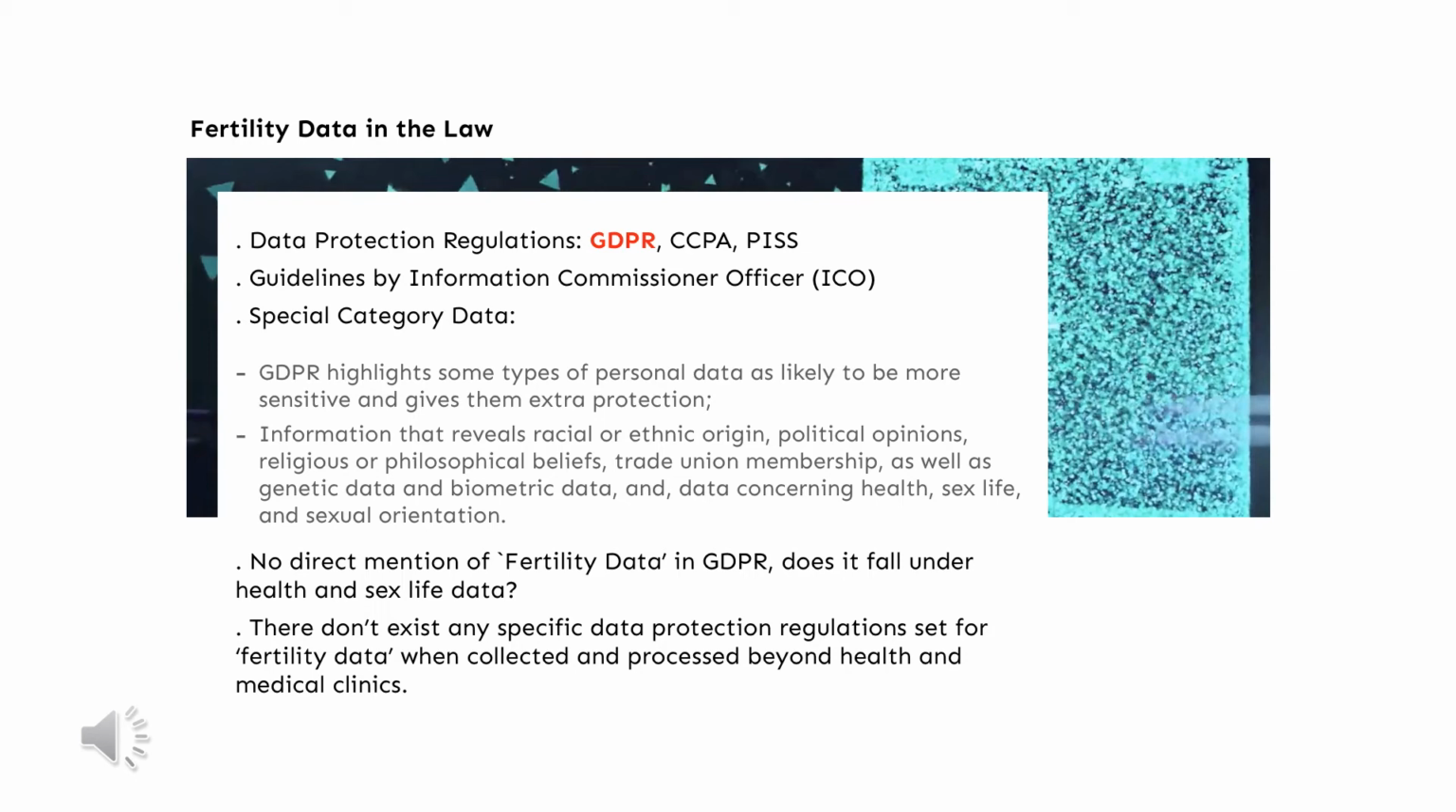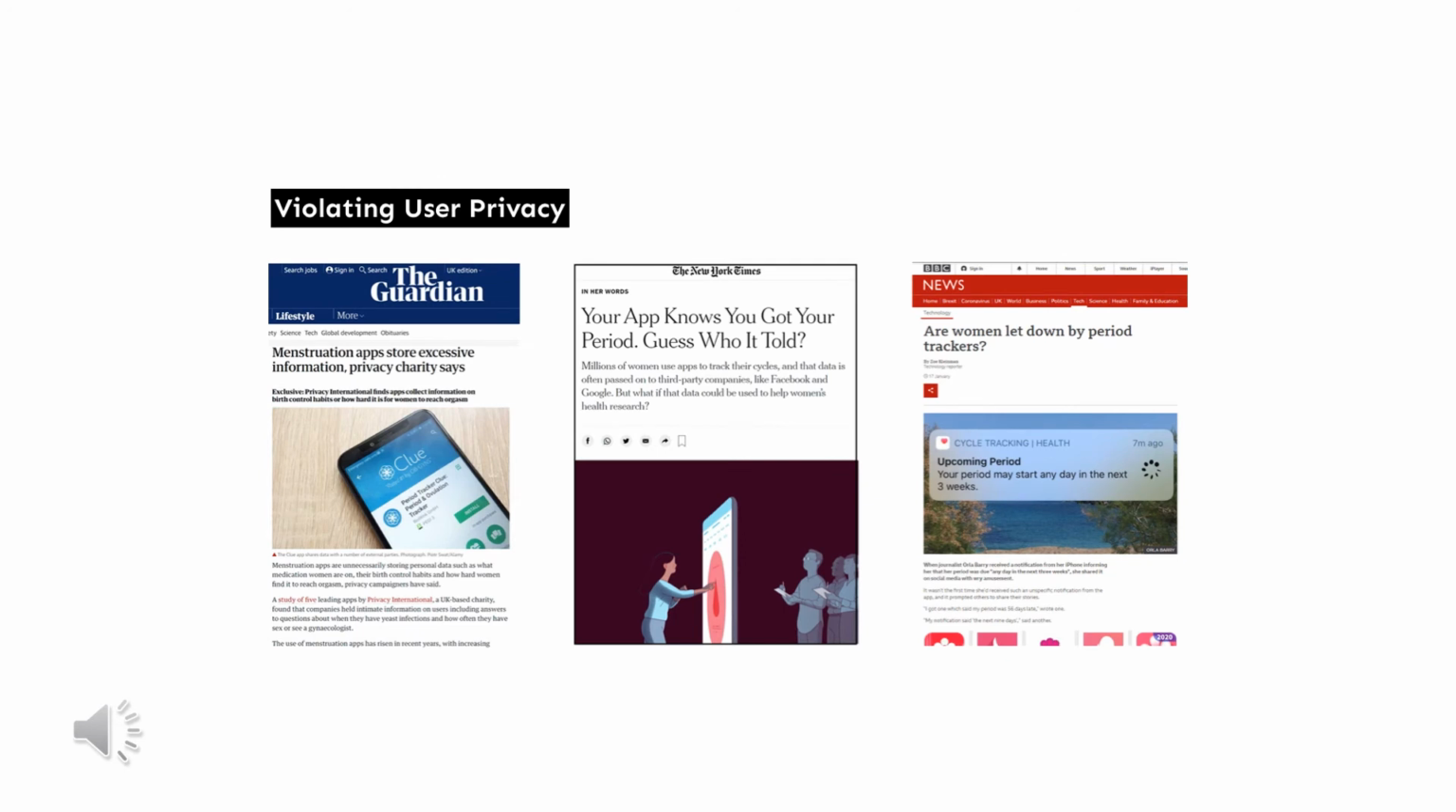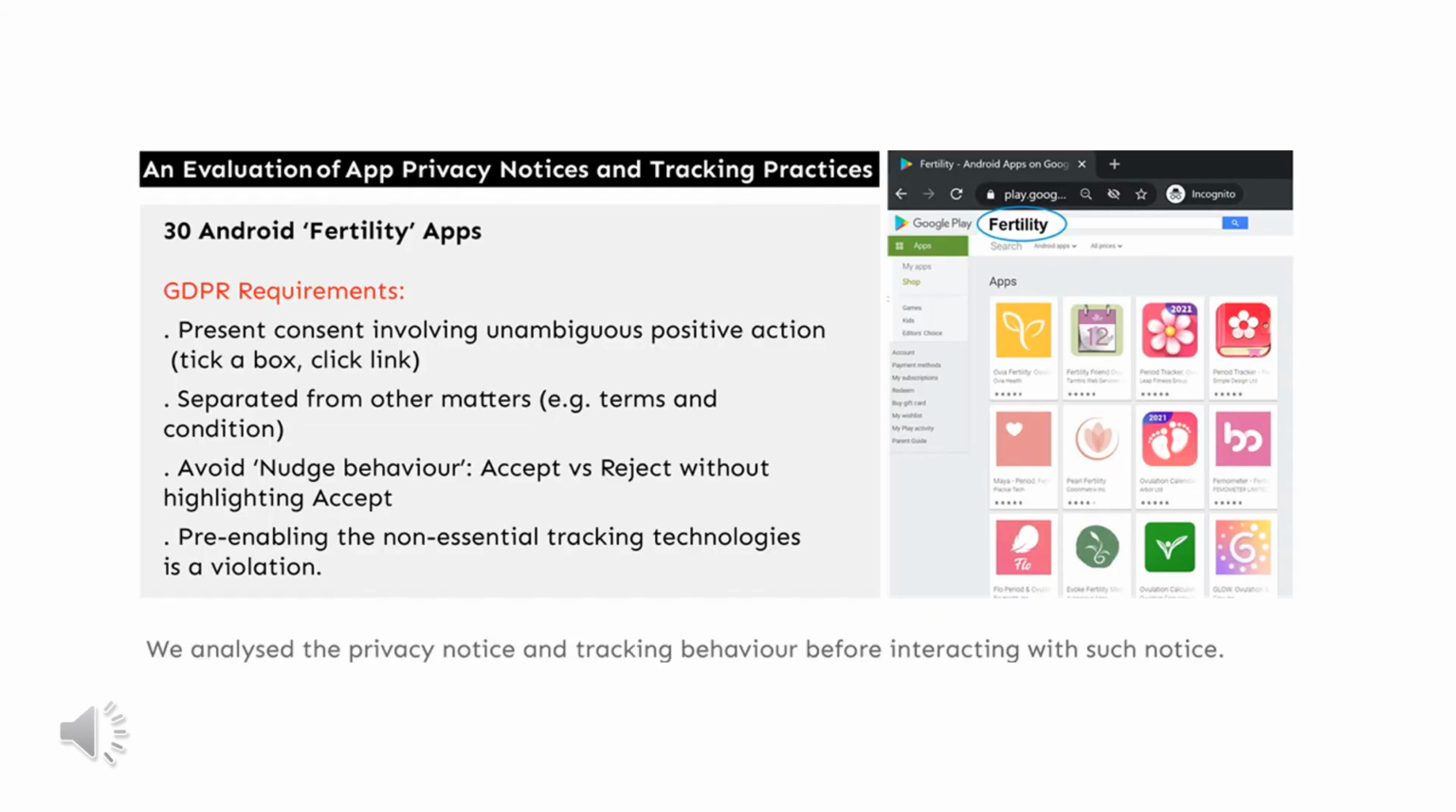User privacy can be violated in many ways as a result of careless, unethical, and unlawful practices. Here are a few news items on such reports. We've evaluated the privacy notices and tracking practices of 30 Android fertility apps. To quickly review, the GDPR requires these apps to present a clear privacy consent, which is separated from other matters and does not include nudge behavior. Pre-enabling non-essential tracking technologies is also a violation.